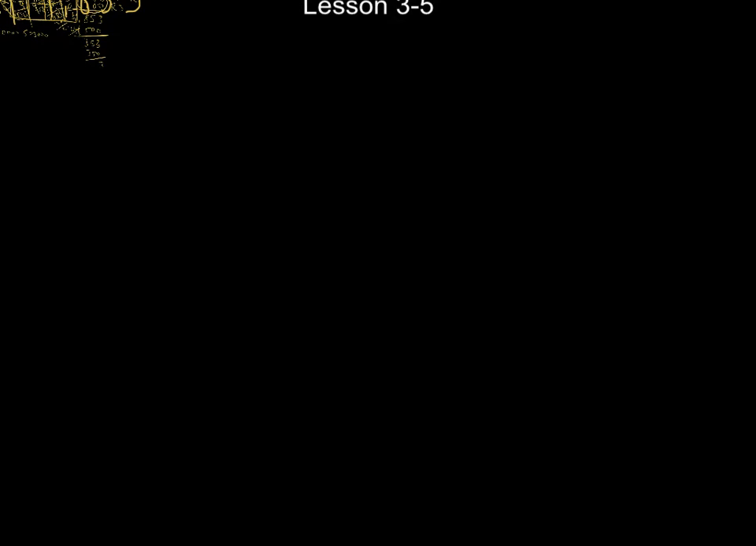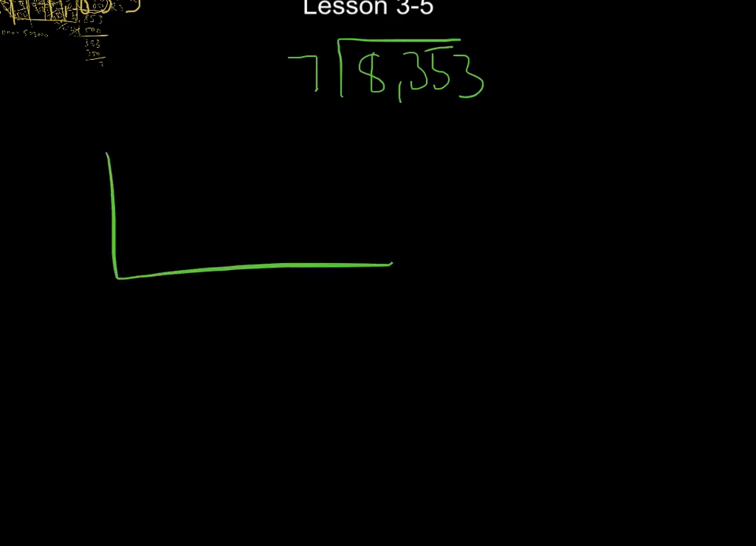All right, so I'm going to switch up the colors here, and this one I'm going to do one more 4 different ways, and I'm going to send you on your way. All right, let's do 8,353 divided by 7. I'll do the square method first, or rectangle method, because I guess it really isn't a square.